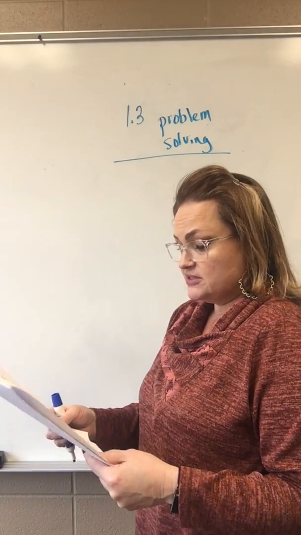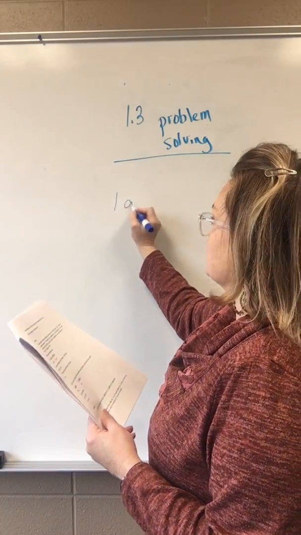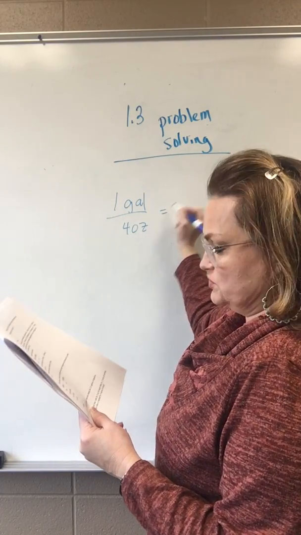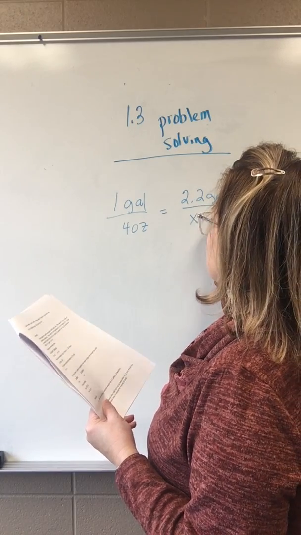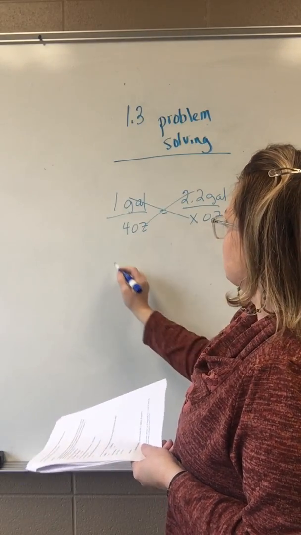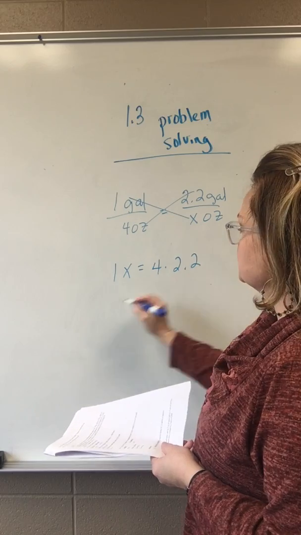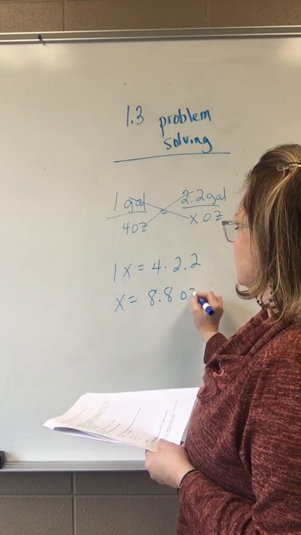So it says how many ounces will we need for 2.2 gallons of gasoline. I know 1 gallon is 4 ounces of the 2-cycle engine oil. So 2.2 gallons is how many ounces? That would be my ratio I'm setting up. Then I would cross multiply. I would have 1x equals 4 times 2.2. So your answer there should have been 8.8 ounces.